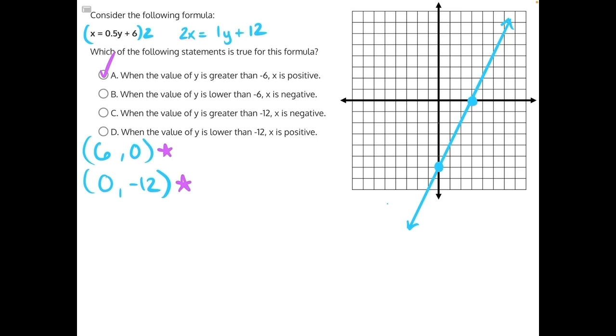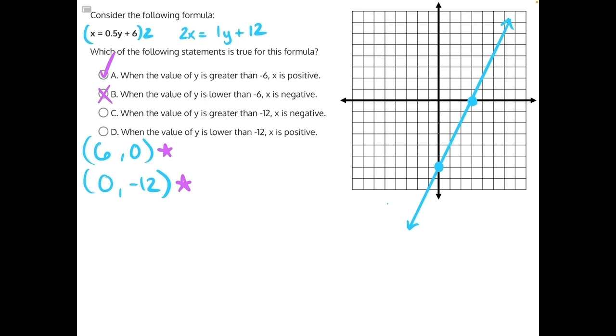B says when the value of y is lower than negative 6, so we have 2, 4, 6 here, and it's lower, so we're going in the opposite direction this time, x is negative. X only becomes negative once we cross the y-axis down here, then all the x values are negative, but then there's still these positive x values right here. So this answer is partially correct, and that means it is incorrect. We need a fully correct answer.